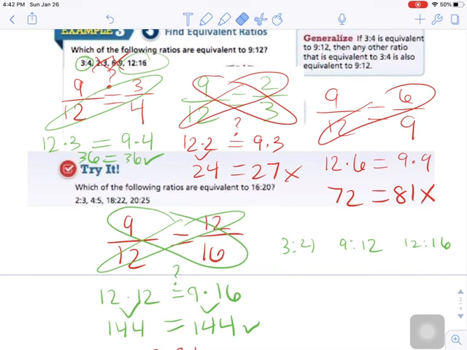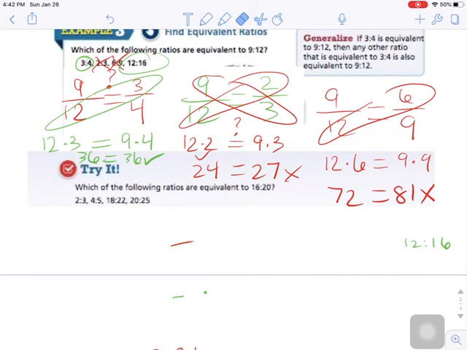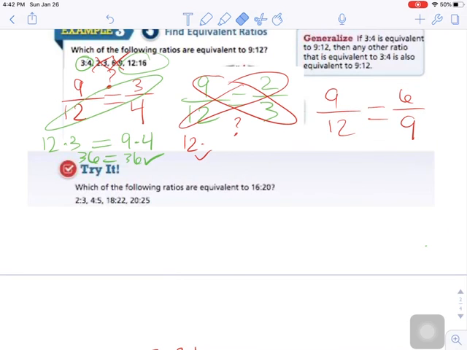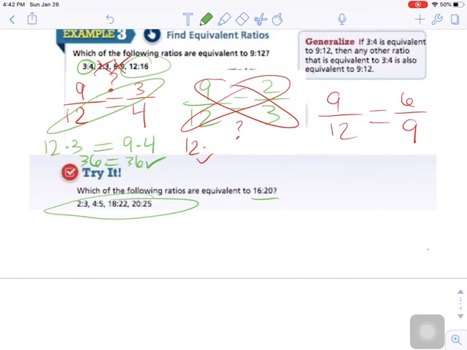All right, so I want you guys to try one on your own. So which of the following are equivalent to 16 to 20? So you have 4 different ratios here. Which of them are equivalent to 16 to 20? So if you want to set this up in a table format and use multiplication and division, you can. Or if you want to set them up like I did using cross multiplication, whichever way you think makes the most sense. Which of these 4 are equivalent to 16 to 20?